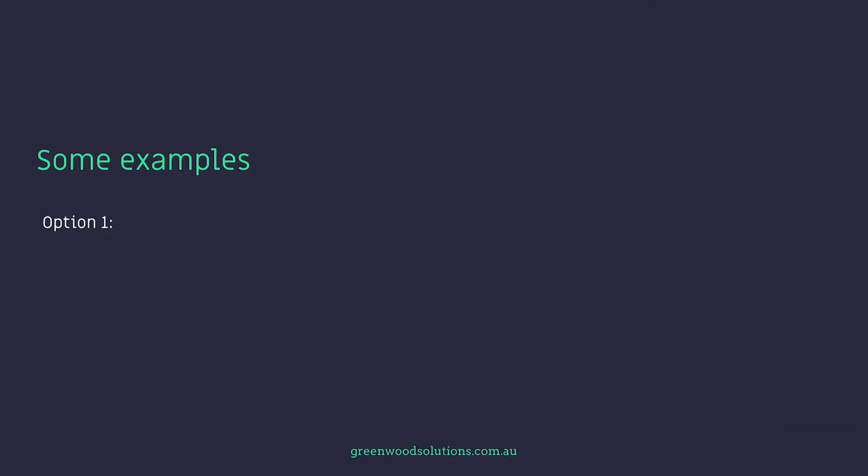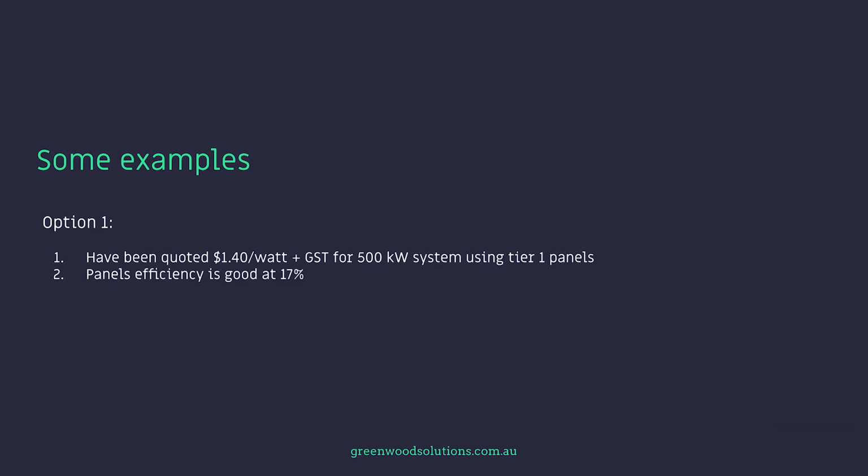Option 1. You've been quoted $1.40 per watt plus GST for a 500 kilowatt system using Tier 1 panels. In other words, panels that have been completely manufactured by the one company. And the panel efficiency is good, but not the best, and it's at 17%.